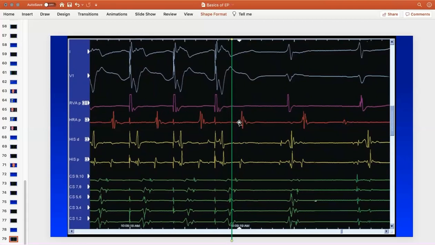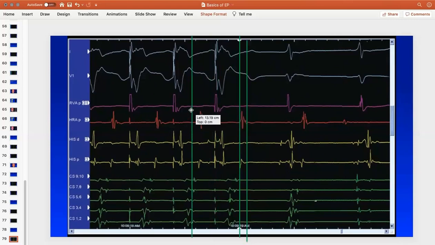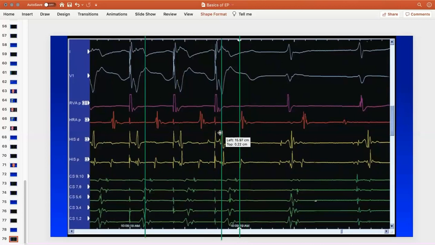Actually, it is conducted from the previous. This is A. From this beat, yes, gave me this A. And this is from the RV beat. Okay. So what did this A do? Did this A conduct or not? This A is not conducted. The V conducted, but the A is not conducted.